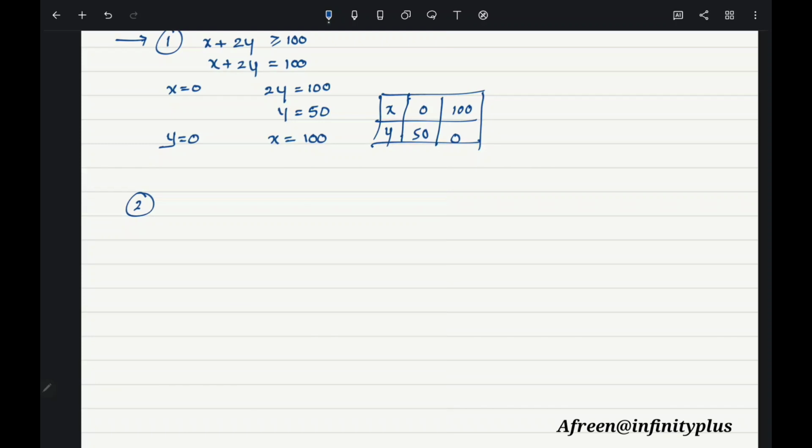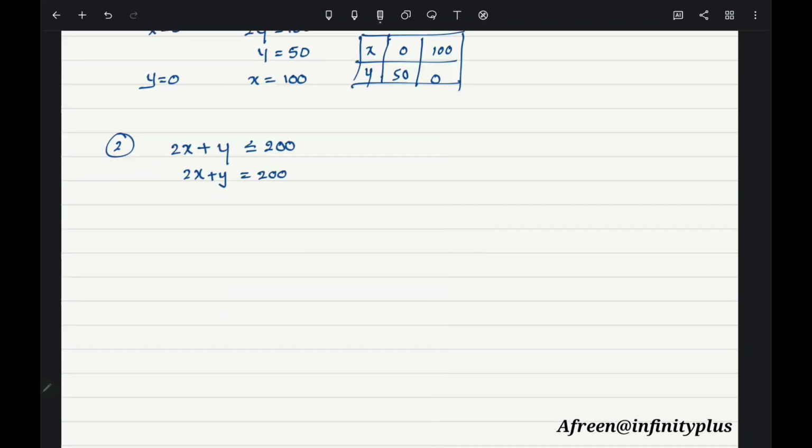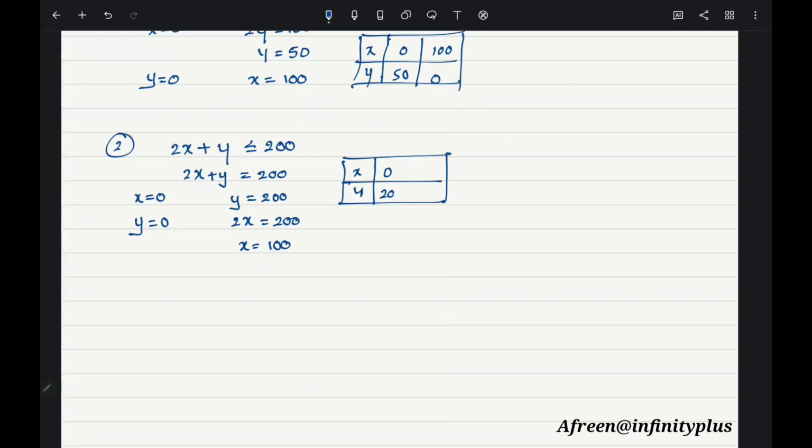For the second constraint, we will be having 2x plus y is less than or equal to 200. So let's substitute the value of x is equal to 0. Then what's the value of y we will be getting? The value of y is equal to 200. Now substitute y is equal to 0, you will get 2x is equal to 200, then the x value will be 100. Then what is the solution table for this constraint? If the x value is 0, then the y value is 200. If y is 0, then the x value is 100.